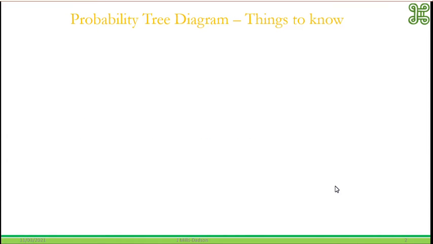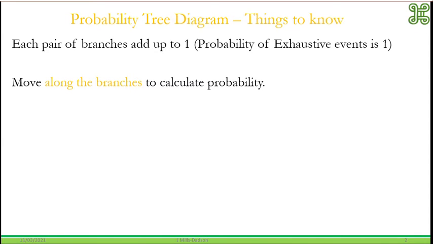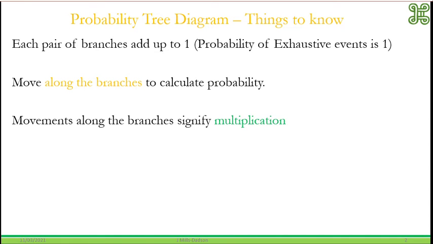Things that I need you to know before I start: in drawing the tree diagram, each pair of branches' probabilities must add up to 1. Second, we always move along the branches to calculate probability, and when calculating probability, we always multiply as we move along the branches. We always multiply.